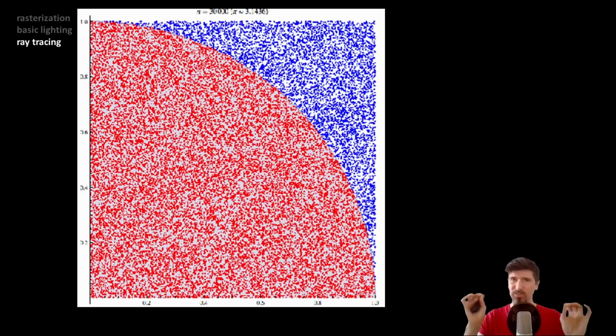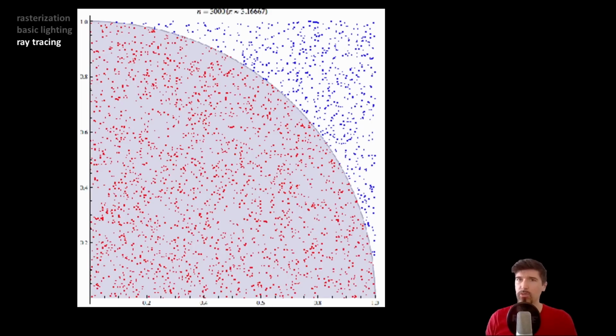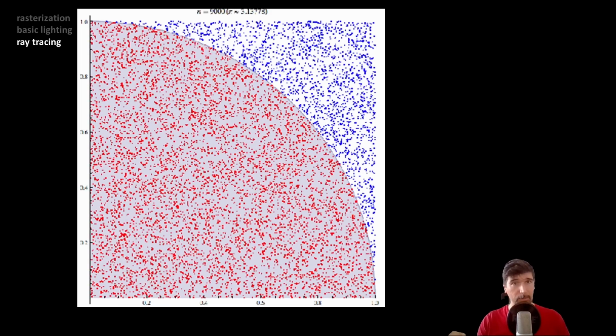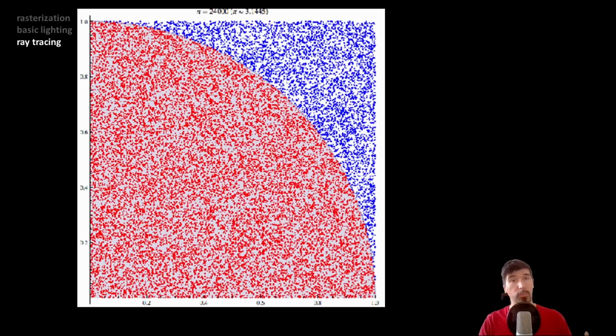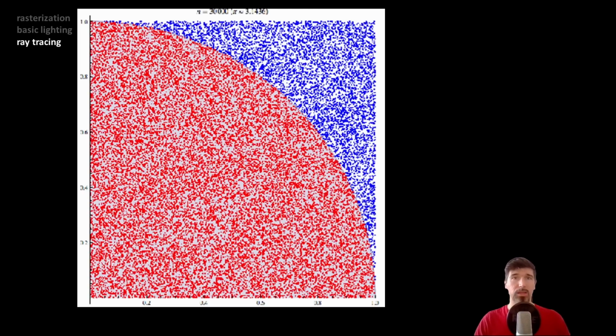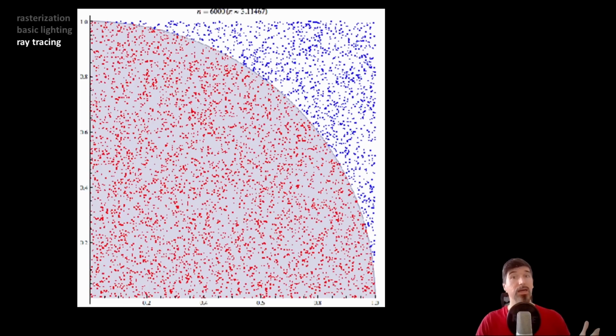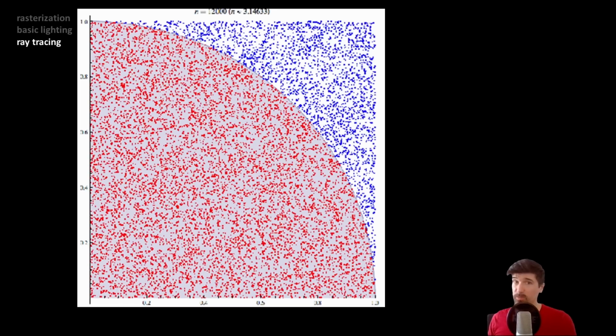If we take just a few samples, our estimate will be inaccurate. But as we increase the number of samples, the ratio of points inside the circle to the total points we have will approach π/4. Well, Cook's stochastic ray tracing follows this same principle. The more samples we take, the better the result, but at the cost of more computation.